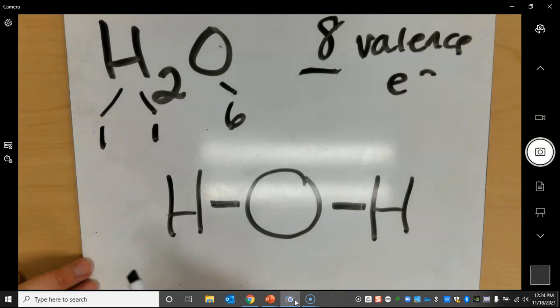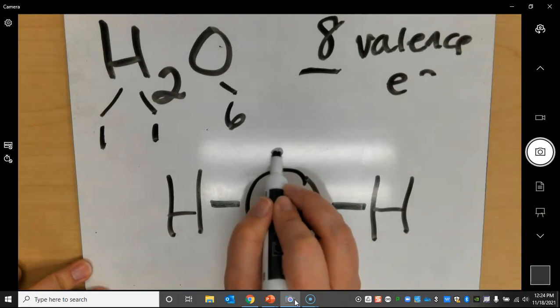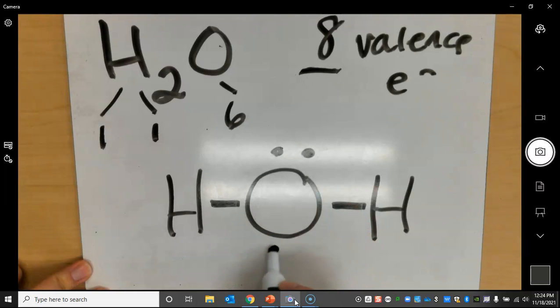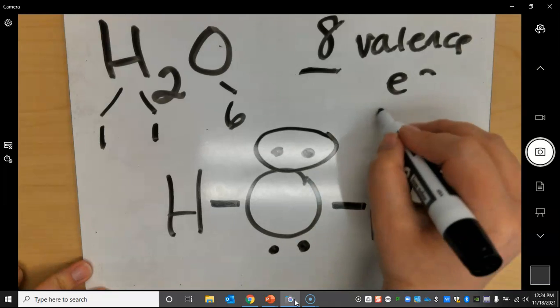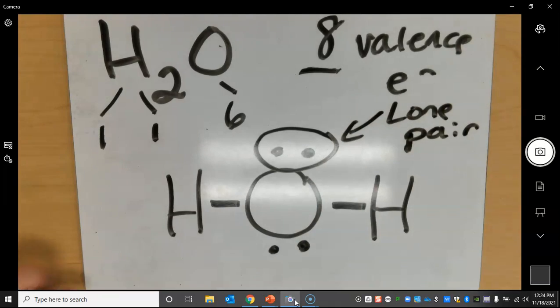In this case, they don't. So oxygen needs 4 more electrons in order to be stable. So I would put what we call lone pairs on the oxygen atom. So this is a lone pair, and that just means that these electrons are not being shared. Only oxygen has access to those electrons.